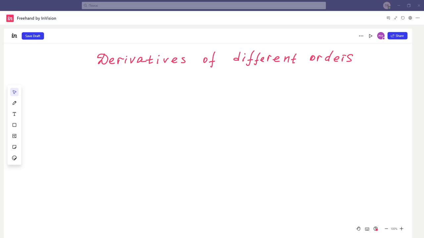Good afternoon. How to estimate derivatives of different orders. Take your copybooks, take your pens, and begin to write down.